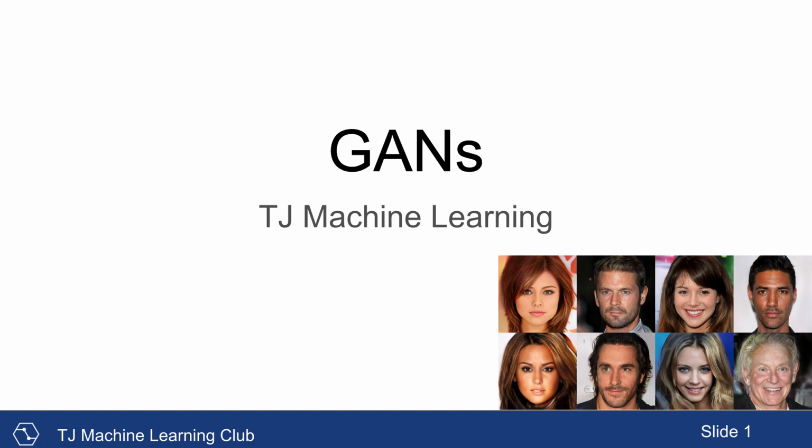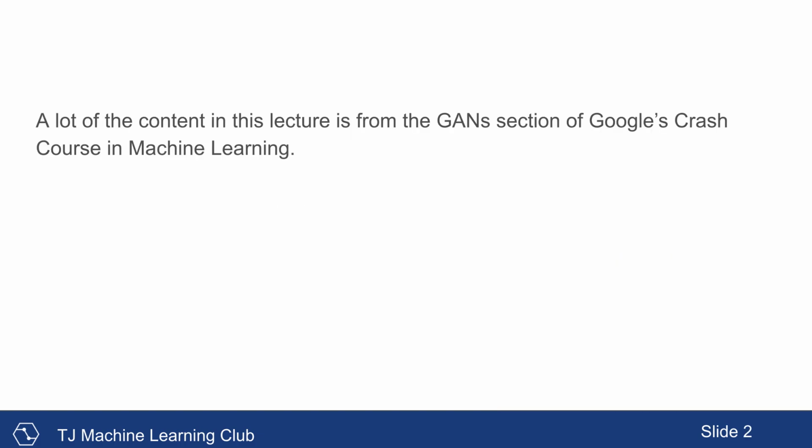So let's get started. A lot of the content in this lecture is from Google's machine learning crash course. You can find this by searching up Google machine learning crash course online and navigating to the GAN section. I think it's probably worth your time to check that out because it's super easy to understand if you have a solid foundation about neural networks. So, yeah, I'd highly recommend checking this out after the lecture.